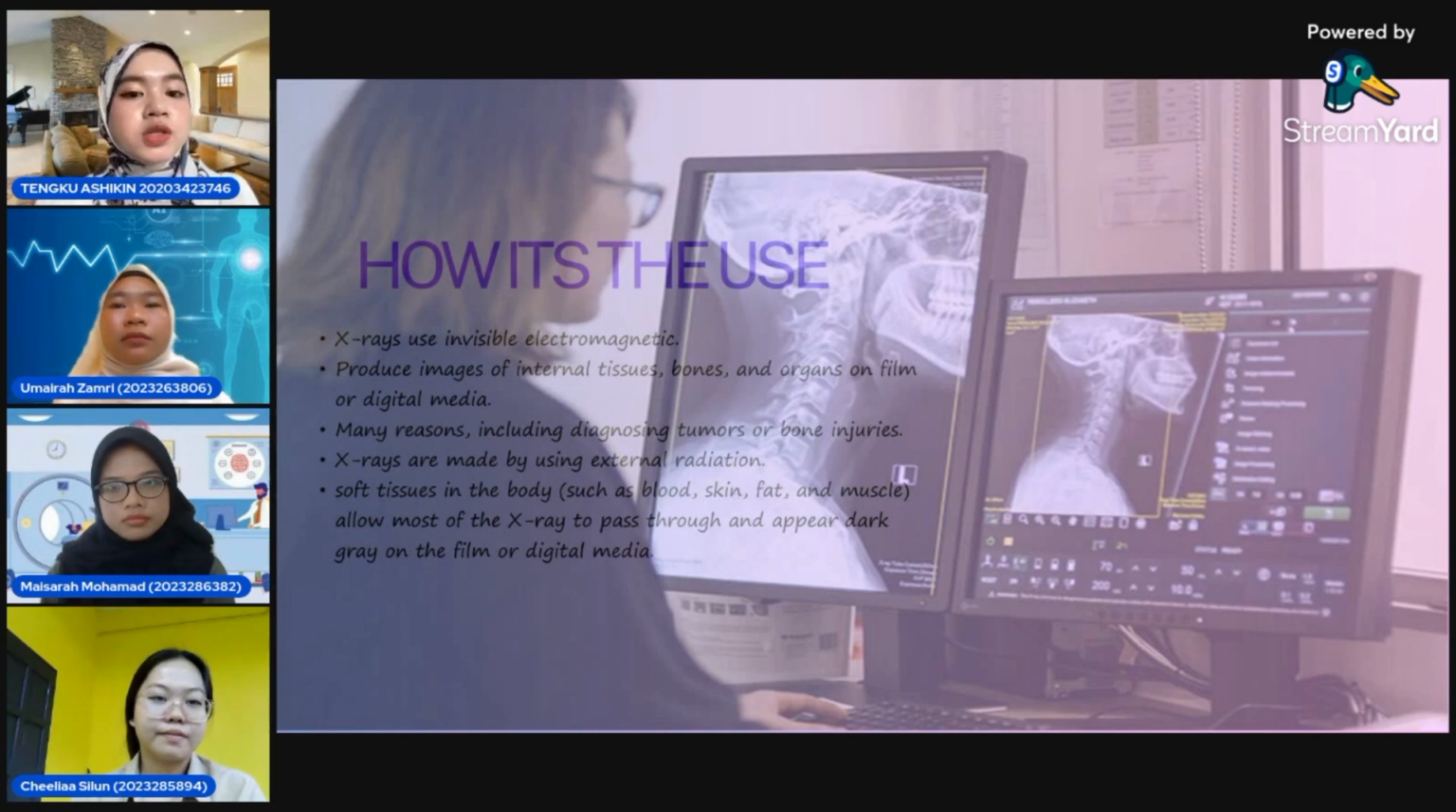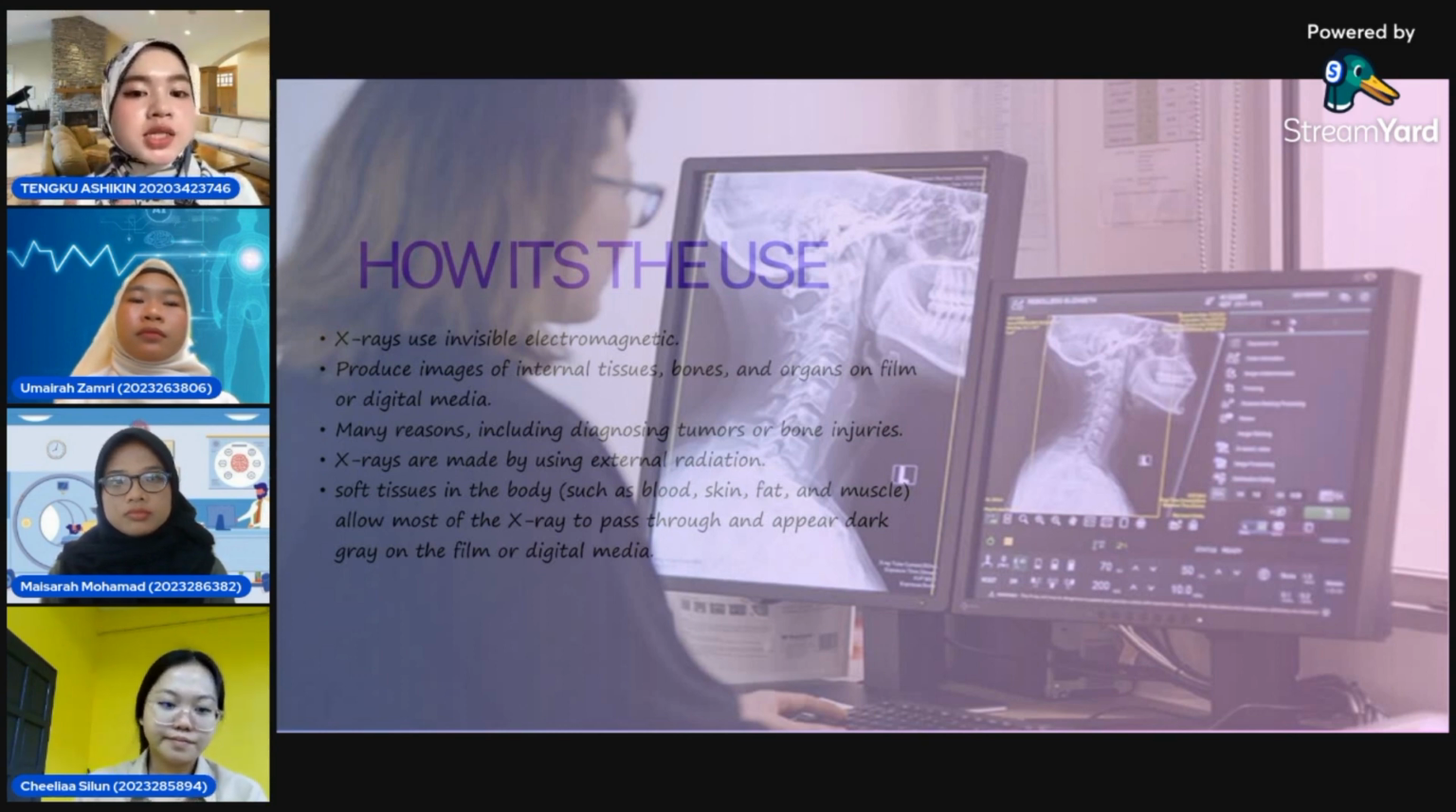X-rays are made by using external radiation, which is radiation that is dangerous. In soft tissue in the body such as blood, skin, fats, and muscle, it allows most of the X-ray to pass through and appear dark gray on the film or digital media. Next slide.